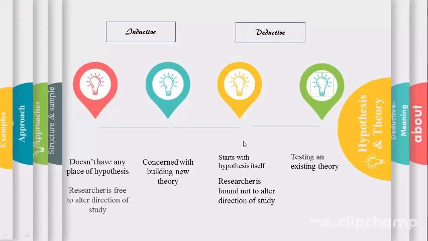But in deductive, let us see what happens. Since it starts with the hypothesis itself, that means he has got a fixed aim of study. He has got a fixed goal towards which he needs to study. So the researcher cannot alter his direction of study. He has to study only to prove that hypothesis. He has to study only towards that aim, because he is testing an existing theory.